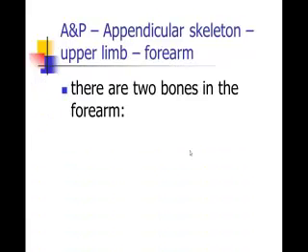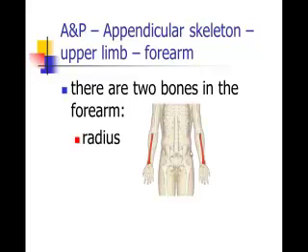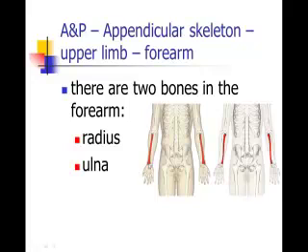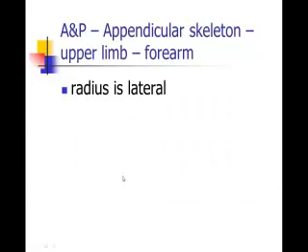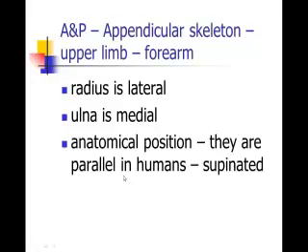Okay. And then the forearm, we're going to have two bones. Laterally, we're going to have the radius, and medially, we're going to have the ulna. Okay, so there's the radius laterally, right, anatomical position. This is the palm of this person's hand, right, and then the ulna is medial to the radius. So the radius is lateral, ulna is medial, and in the anatomical position these bones are parallel, and your hand would be supinated.